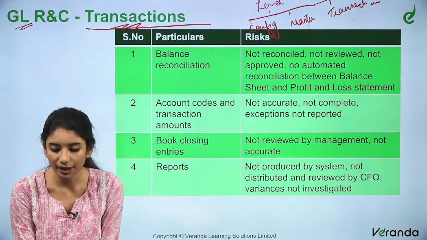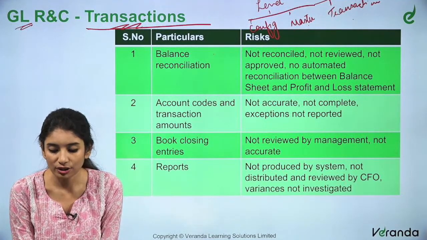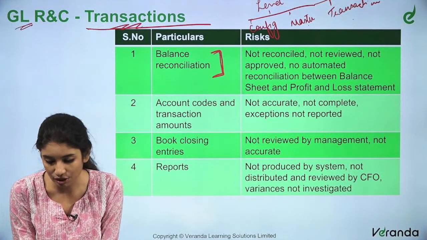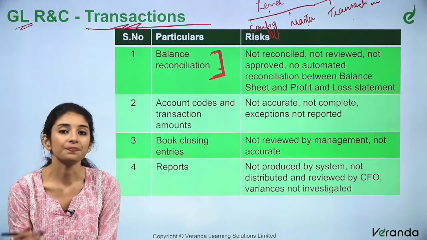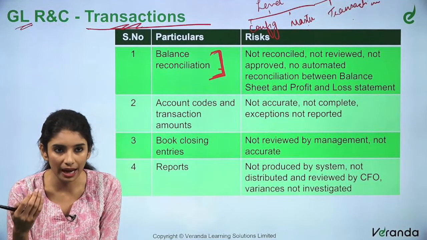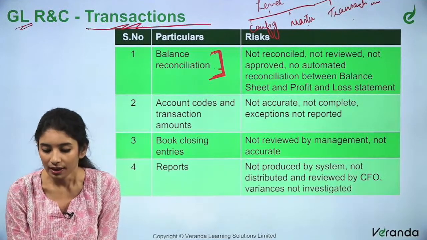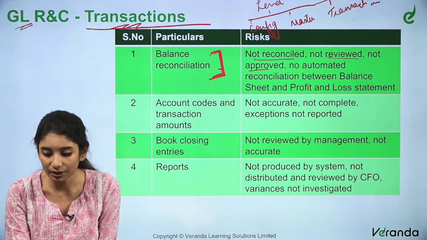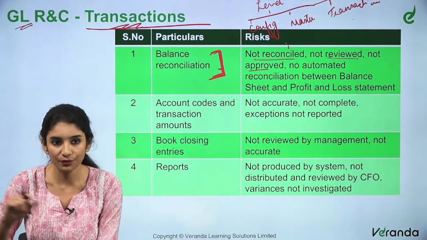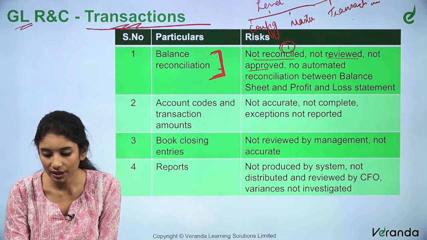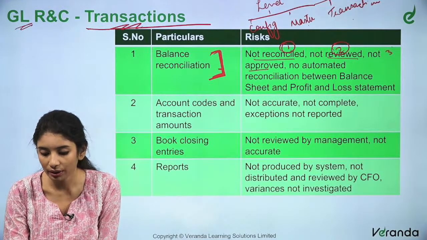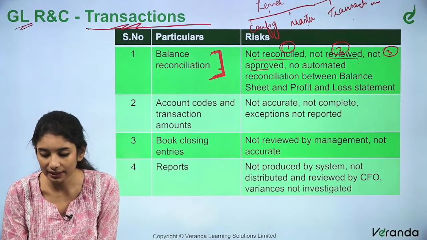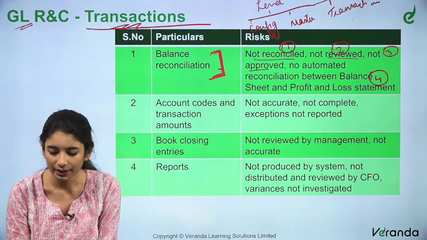Now in general ledger, imagine what are the things that can happen. There needs to be a balance reconciliation. Your banks must tally with your book balance and all of that. Not reconciled, not reviewed, not approved. All of these are individual, like each line item you will write separately. Not reconciled, not reviewed, not approved, no automatic reconciliation between balance sheet and income statements, right?